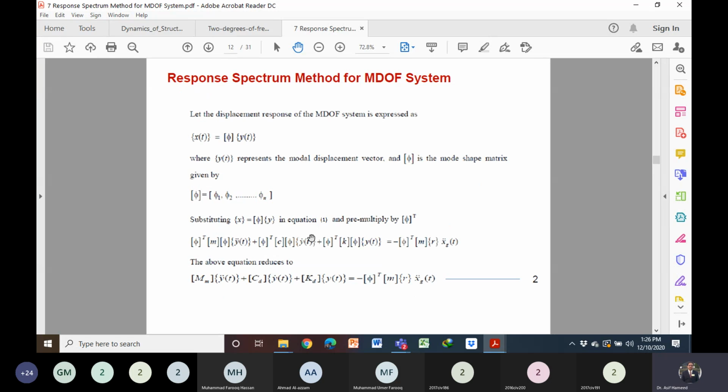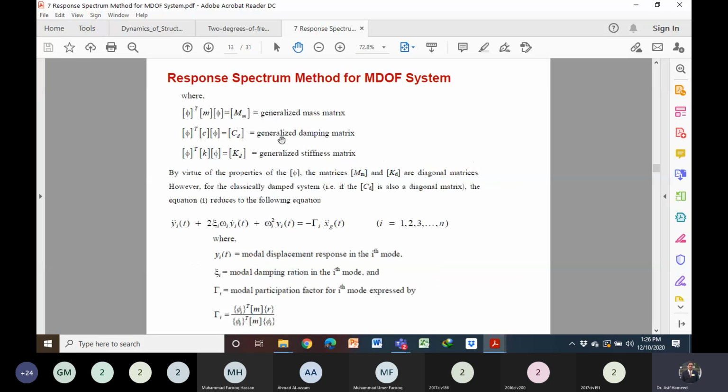On the right hand side, we have this one, phi t m r. We can divide with the mass matrix. What is the generalized mass matrix? This is equal to phi t m phi. So on the right hand side, we can divide by this mass matrix, and we have another thing, that is the modal participation factor. This is gamma, the modal participation factor for a particular mode. Okay?